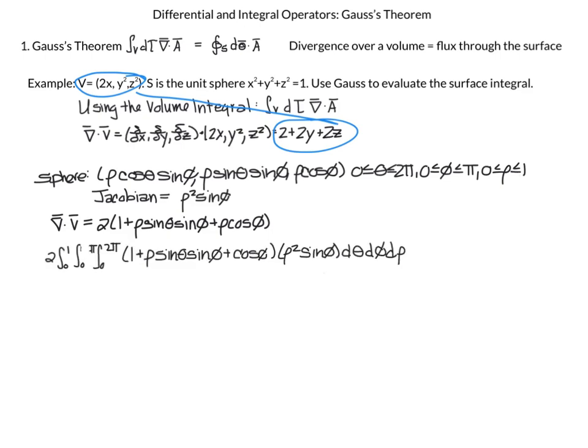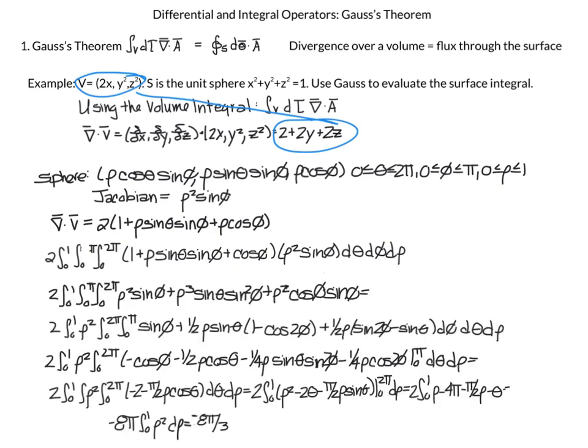My rho goes between 0 and 1. My theta, oh, I guess I did phi first. Phi goes between 0 and pi, and theta goes between 0 and 2 pi. And then I have my divergence that I'm integrating. So I pulled out my 2, my 1, rho sine theta sine phi, plus rho cosine phi. And then I need to put in my Jacobian because I did this change of coordinates. And from there, everything else is integrating, some trig, some addition. And my answer is negative 8 pi over 3.